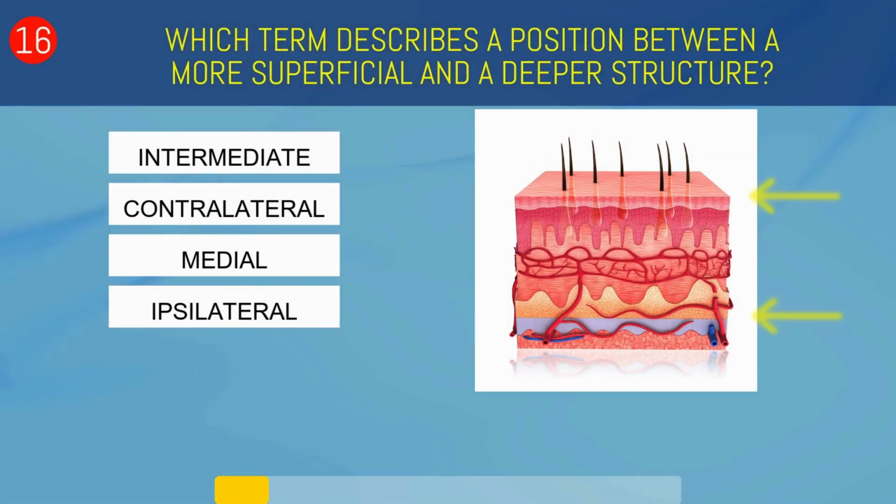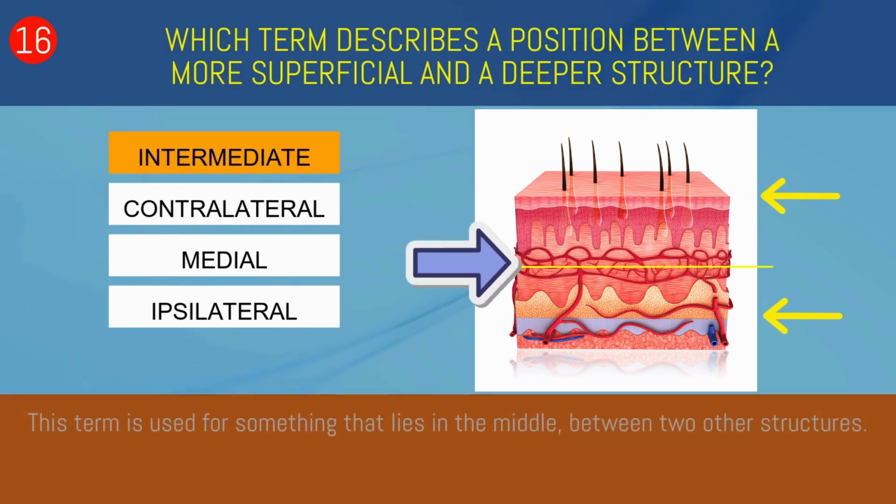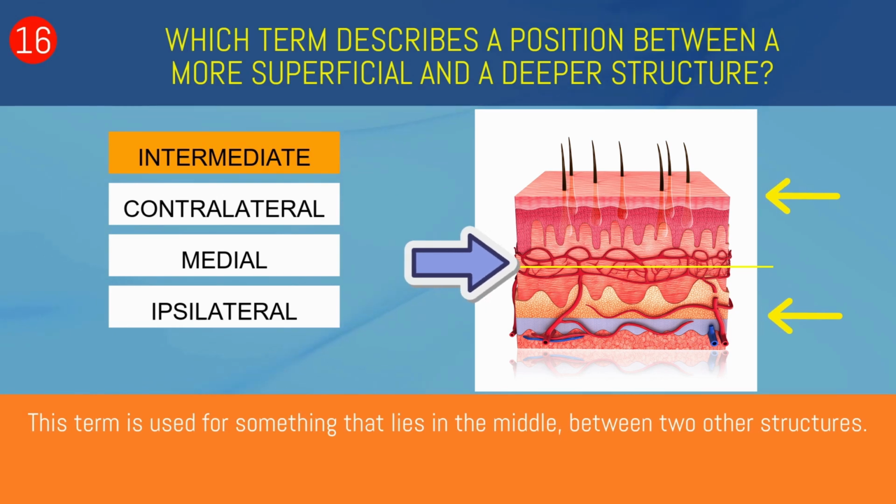Which term describes a position between a more superficial and a deeper structure? Intermediate, contralateral, medial, or ipsilateral? Intermediate. This term is used for something that lies in the middle, between two other structures.